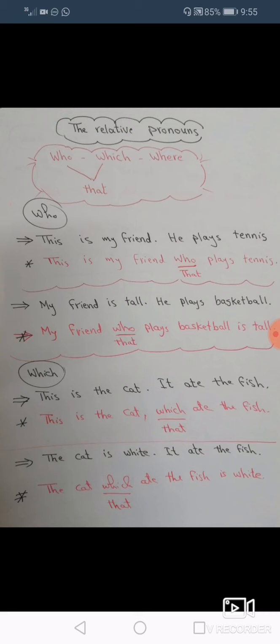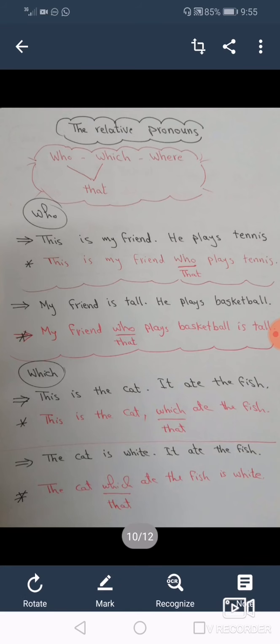Today I'm going to explain the two rules in unit 13. The first one is the relative clauses or the relative pronouns. Here you have only three relative pronouns: who, which, and where. Of course, you know that who is for people. We use who for people.